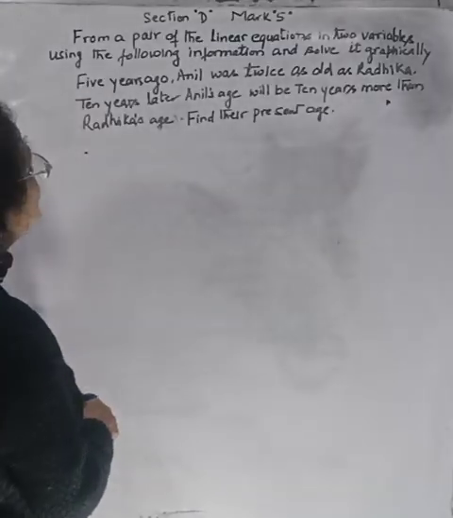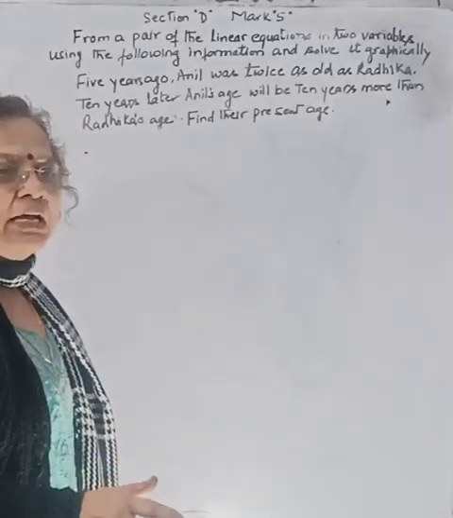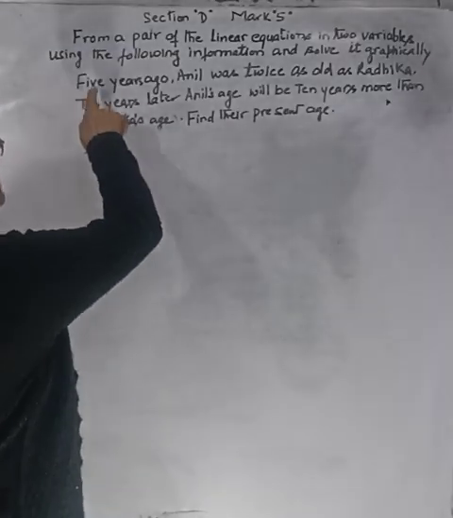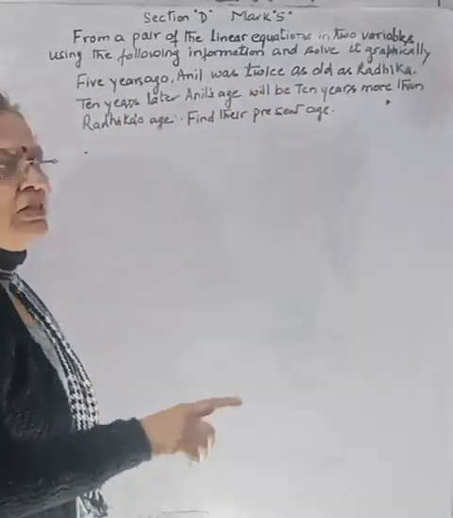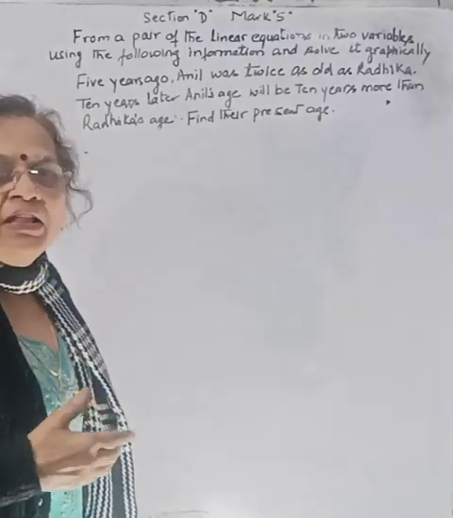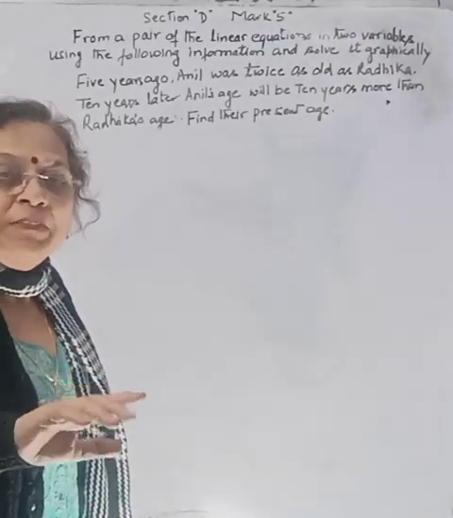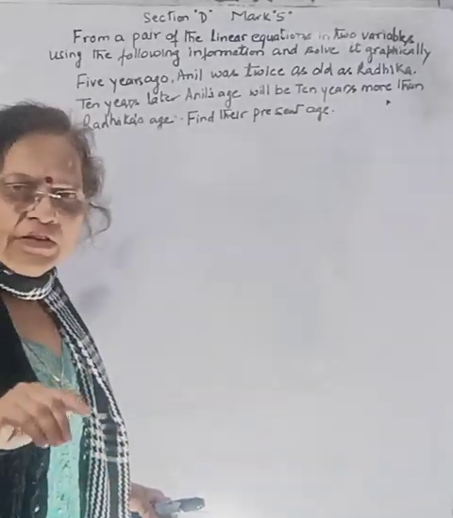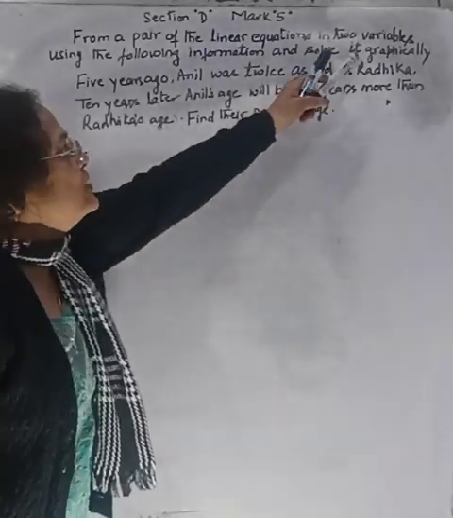So you have to follow step by step. First of all, read this question very cautiously and then try to solve it. Very important and very scoring. Form the pair of linear equations in two variables using the following information and solve them graphically. It means you have to prepare the equations as per the instructions given, and solve by the graphical system, not by the algebraic method. Though you can confirm it later, you have to solve by means of the graphical system.